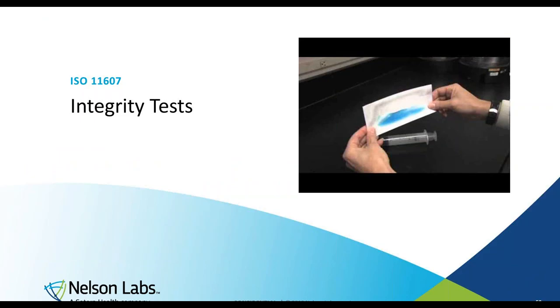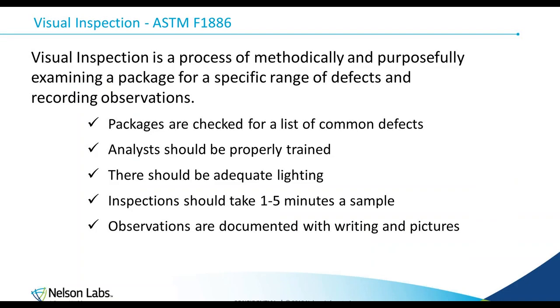We're going to look at integrity tests next. The first one is visual inspection. This is ASTM F1886. This is where packages are checked visually for any defects in the seal. The test engineers or the technicians or analysts should be properly trained to look for these leaks. There should definitely be adequate lighting. A sample can take anywhere from 1 to 5 minutes to inspect, and observations are documented.